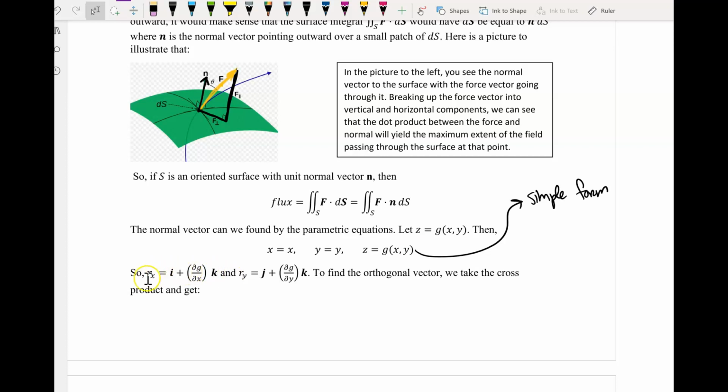So if I take the partial derivative with respect to x, you're going to get a vector i, and then the j component goes away because there's no y, and then the partial derivative of this with respect to x. Then you take the partial derivative with respect to y, right? So then this guy is going to go away. You're left with the one, and then you're left with this one with y. So to find an orthogonal vector, all we really have to do is take the cross product. Because remember, if I take the cross product of two different vectors, I end up getting an orthogonal vector.